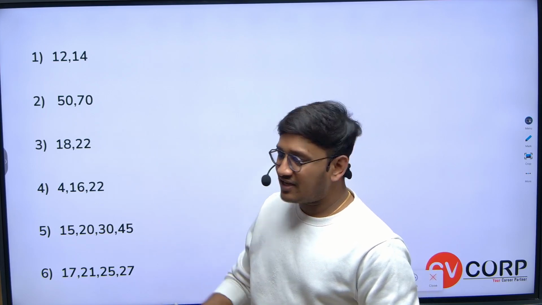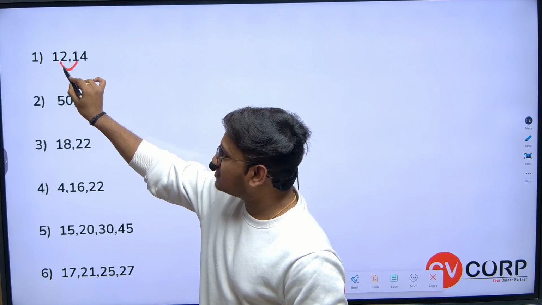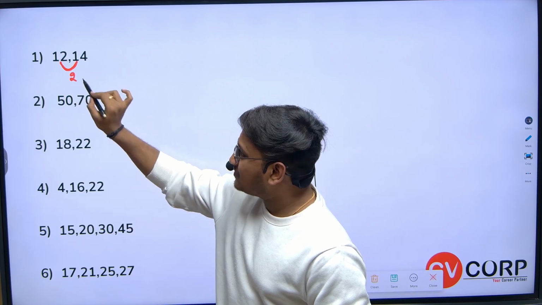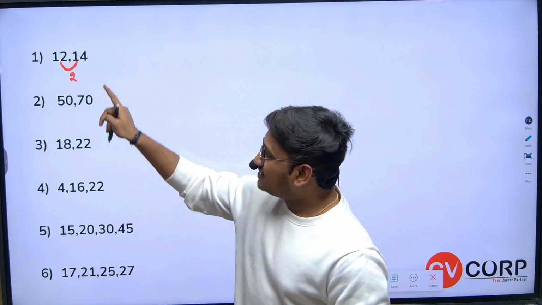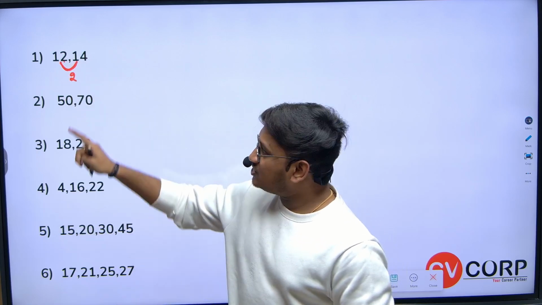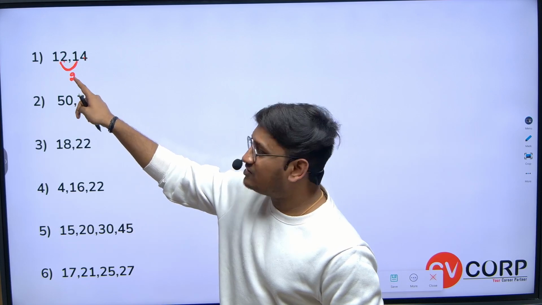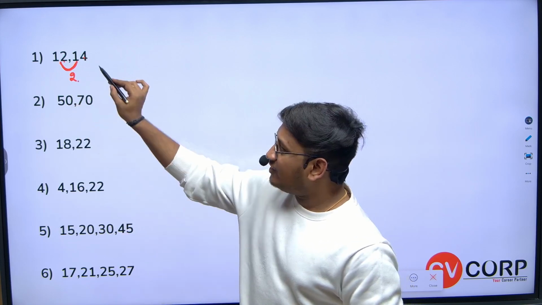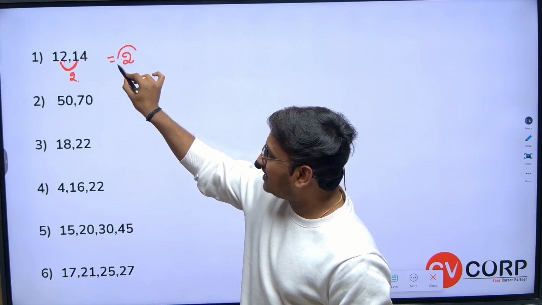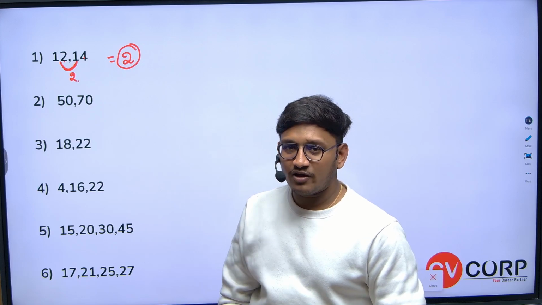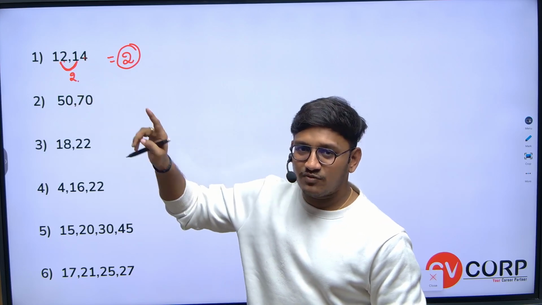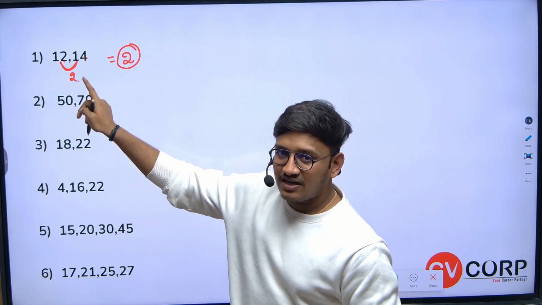You just take the difference between these numbers. What's the difference between 12 and 14? It is 2. Now check whether the given numbers are exactly divisible by the difference or not. Here 12 and 14 are perfectly divisible by the difference, right? So if they are exactly divisible by the difference, that difference will be considered the highest common factor. Okay, very simple logic.